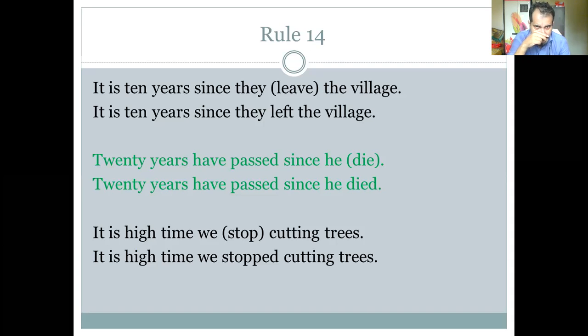Again, another example. It is high time we (stop) cutting trees. It is high time. This is a very important sentence pattern for you. High time means it is the right time. What should we do? We stopped cutting trees. This is the sentence pattern, and we usually use past indefinite tense in these cases.